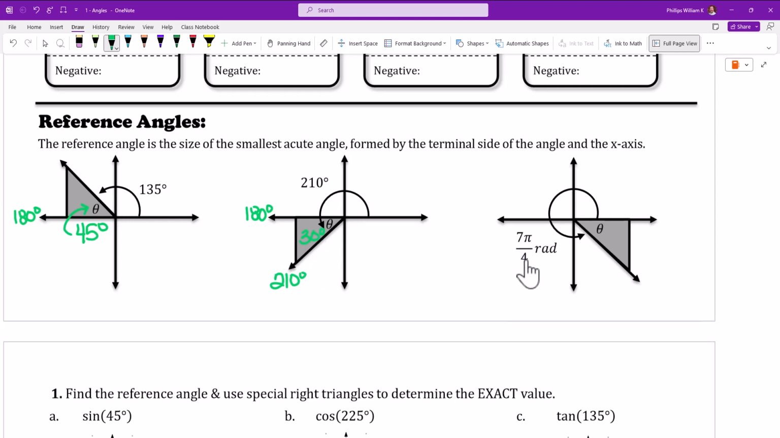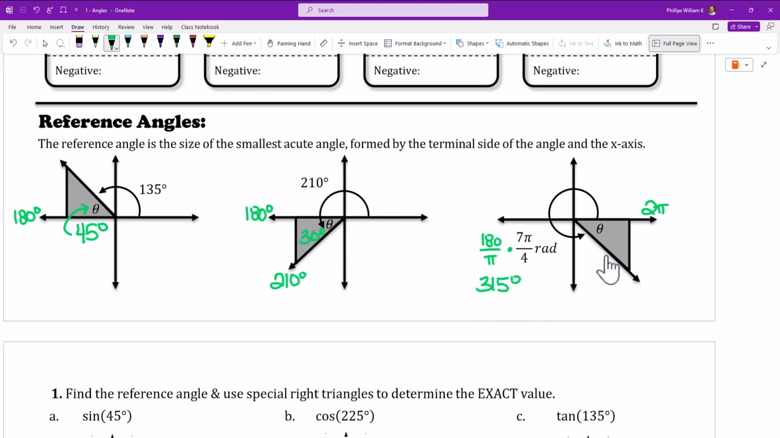All right, here we have 7 pi over 4. So that's kind of weird because you can work with a radian of 2 pi and you can say, okay, what's 2 pi minus 7 pi over 4? And you would get your answer. Or if you'd rather work with degrees, you can convert this. So I can also multiply this by 180 over pi. So this will give us 315 degrees.